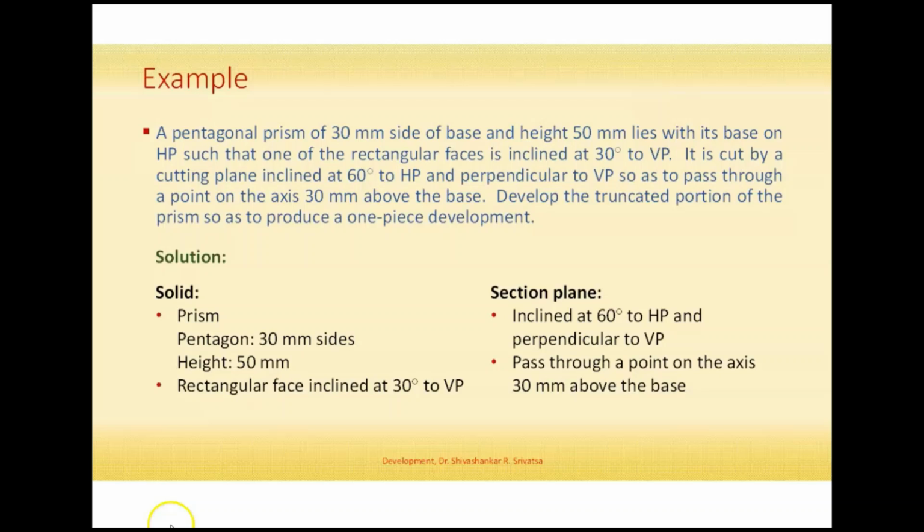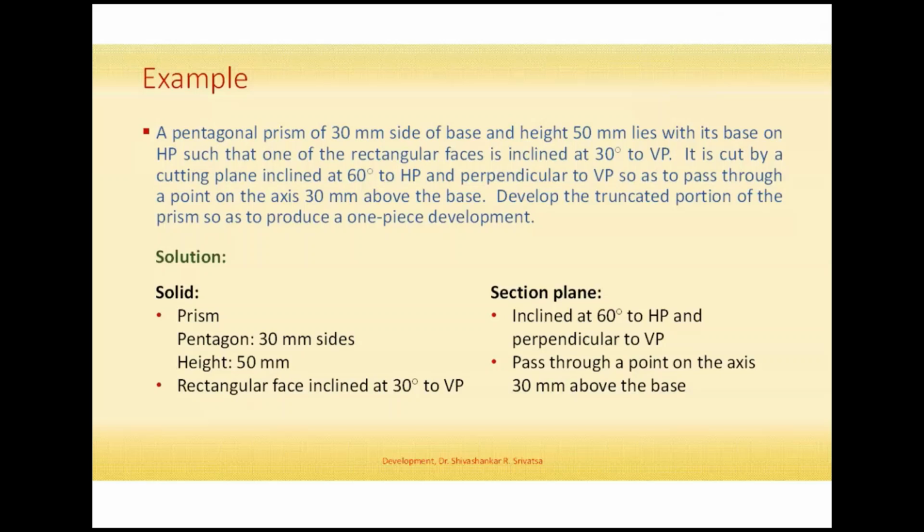The prism has to be placed in such a way that one of its rectangular faces is inclined at 30 degrees. The second part, the question is, it is cut by a section plane inclined at 60 degrees to HP, perpendicular to VP. It has to pass through a point on the axis 30 mm above the face.